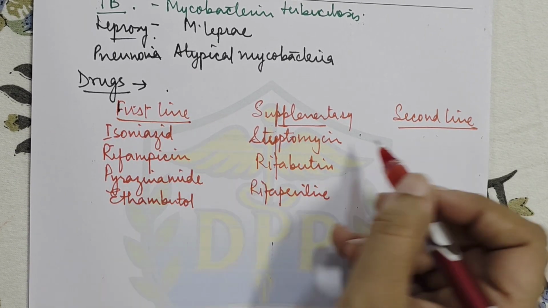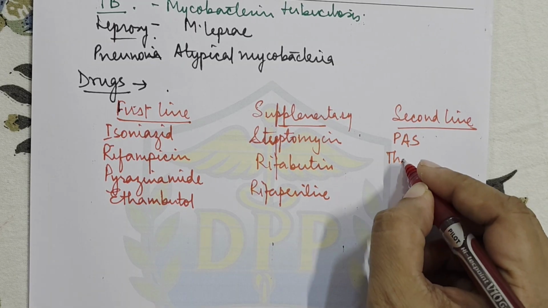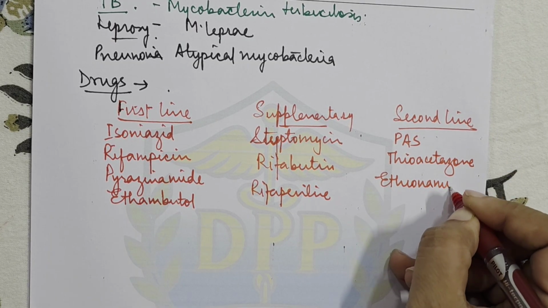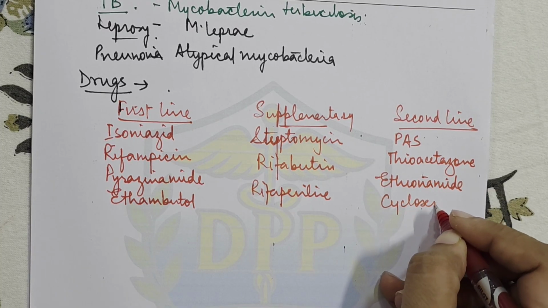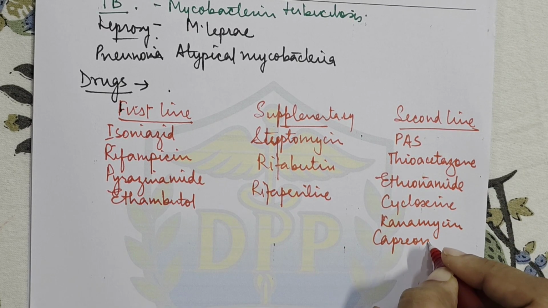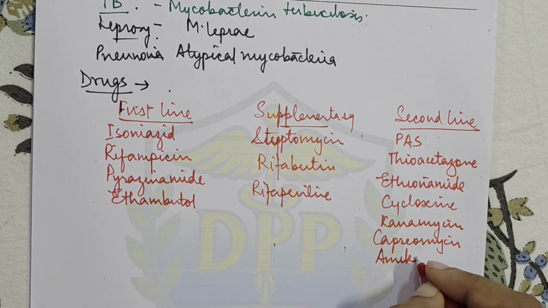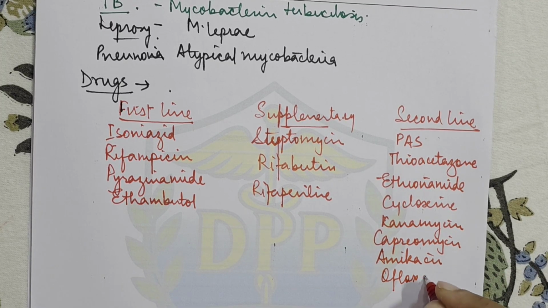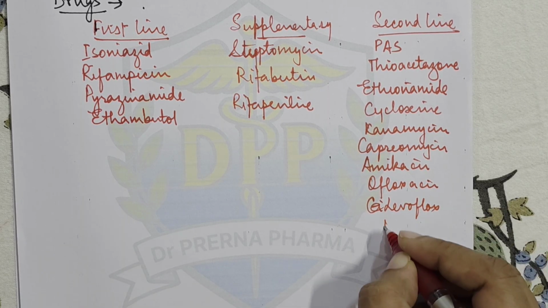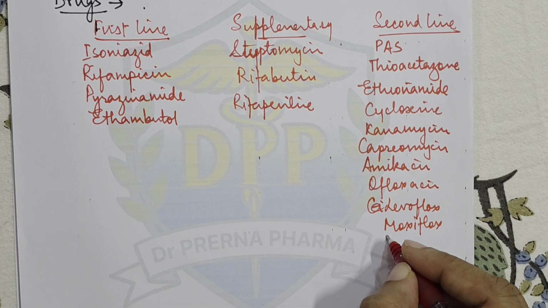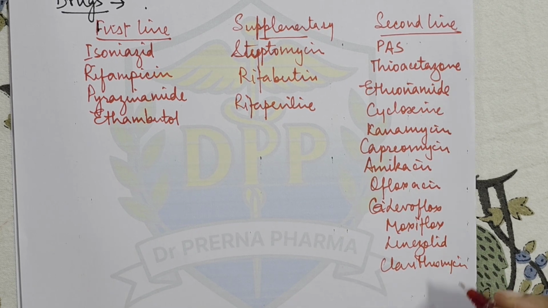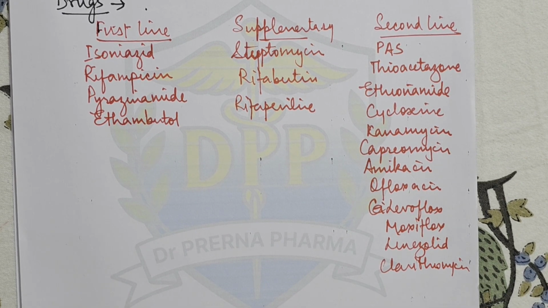Okay, and then the second line. What are the second line drugs? Second line drugs are PAS, thioacetazone, ethionamide, cycloserine, kanamycin, capreomycin, amikacin. Then we have ofloxacin and levofloxacin, moxifloxacin, linezolid and clarithromycin. So these are the second line drugs.